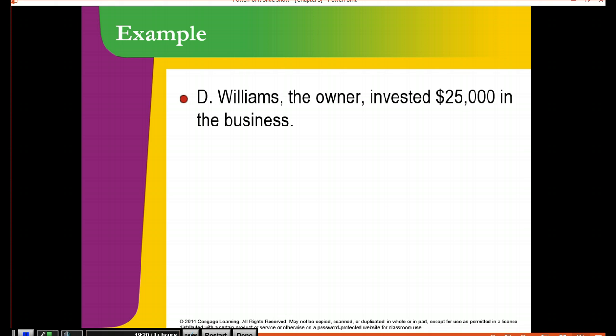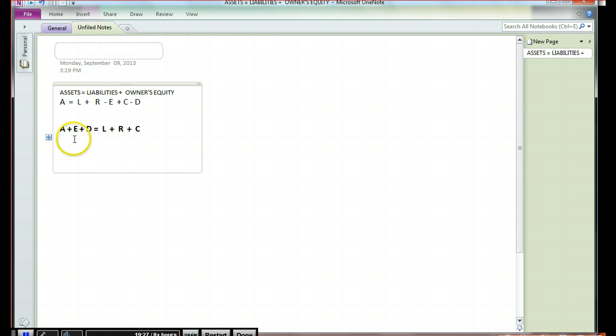Okay, so let's think back. The owner puts money in. Well, let's go over to this note page here. Assets plus expenses plus drawing is equal to liabilities plus revenue plus capital. Okay, which account does owner investment fall under?